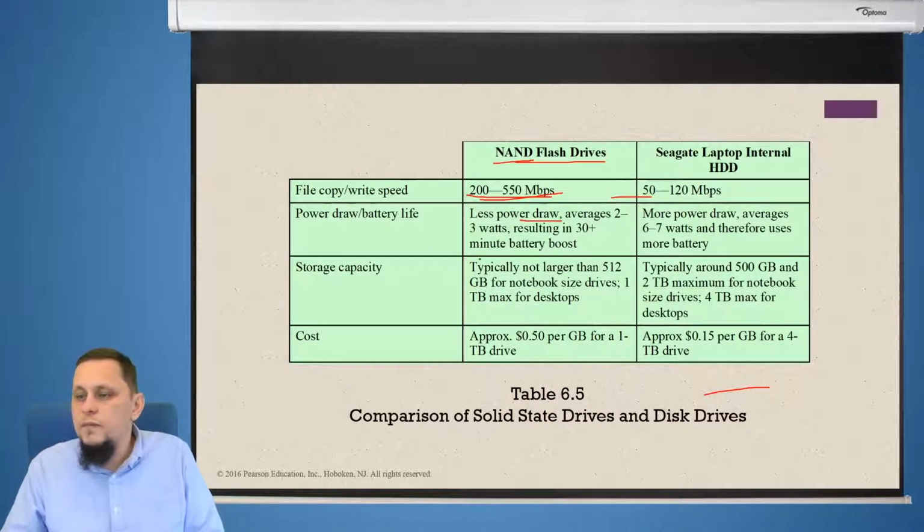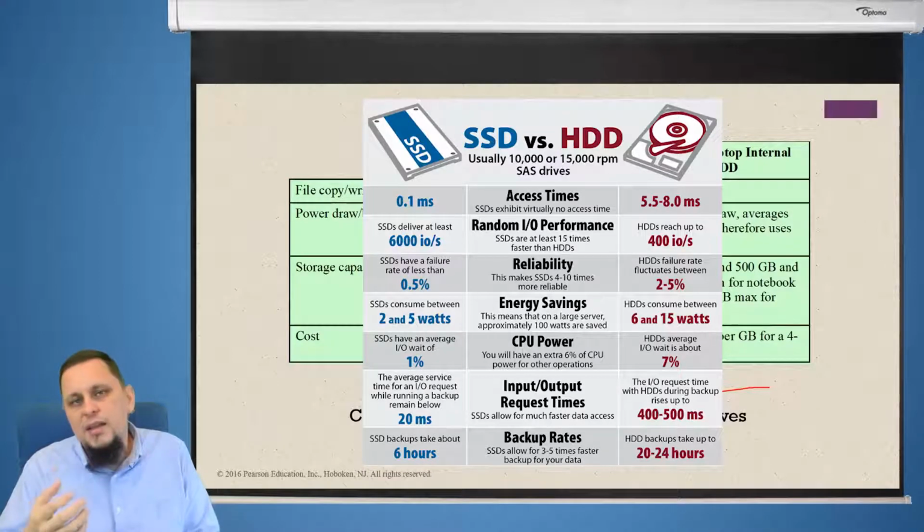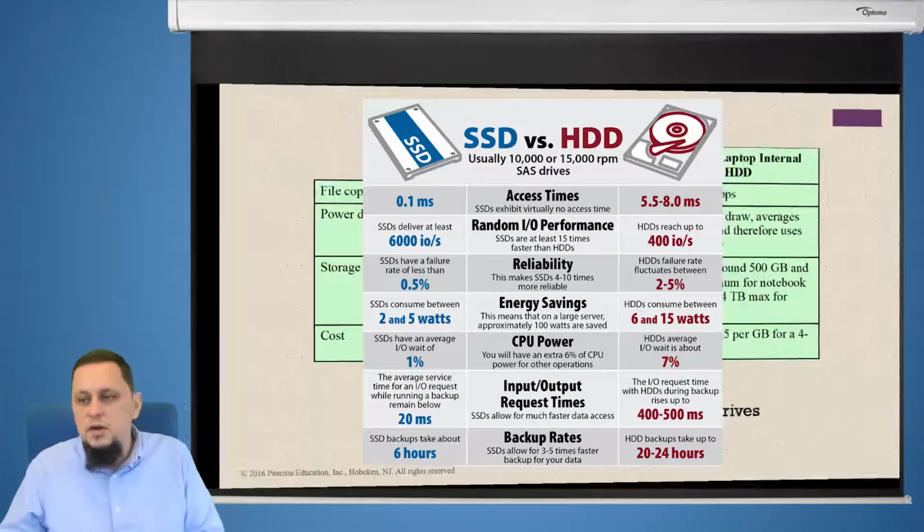Less power, right? And then the storage capacity is lower compared to the HDD, of course. This is one of the drawbacks, and the price is much more expensive compared to the HDD. So the SSD is faster and has better performance, with low power consumption, but capacity wise it's still smaller compared to the same size HDD, and the price is much higher.